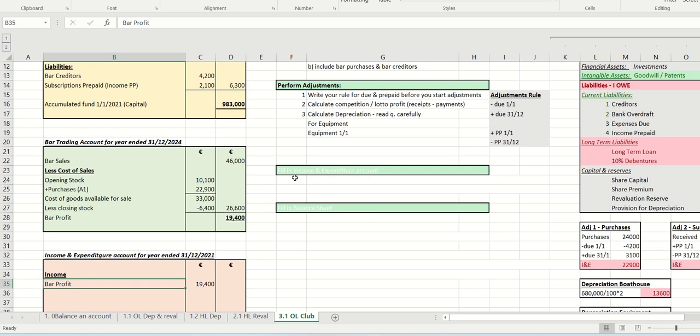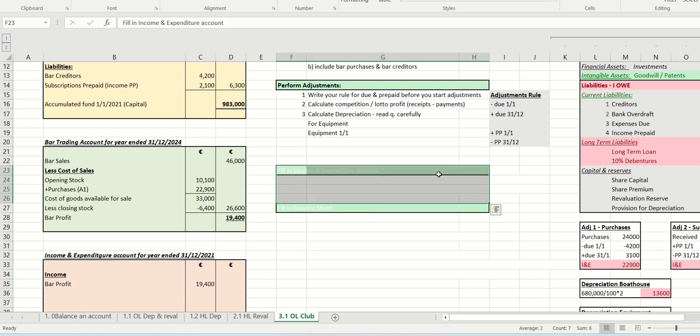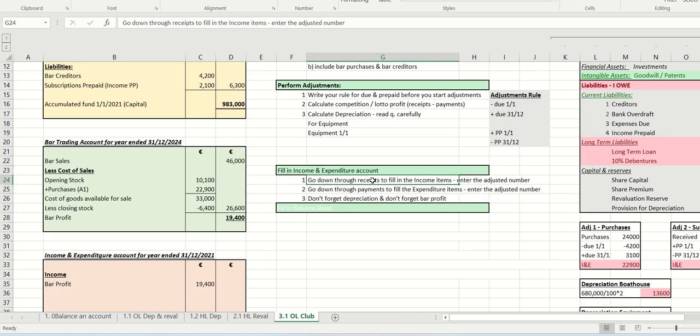So when we're doing our income and expenditure account, go down through the receipts, fill in the income items, put in the adjusted number where we have an adjusted number. If not, we put in the number from the receipts and payments. Go down through your payments, put in the adjusted number if there is one, and if not, put in the number in the receipts and payments account. Do not forget depreciation and do not forget bar profit.